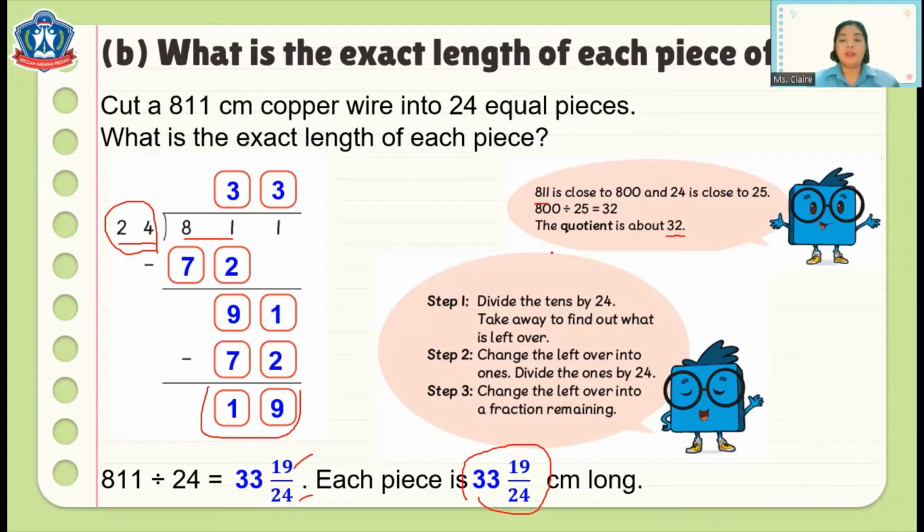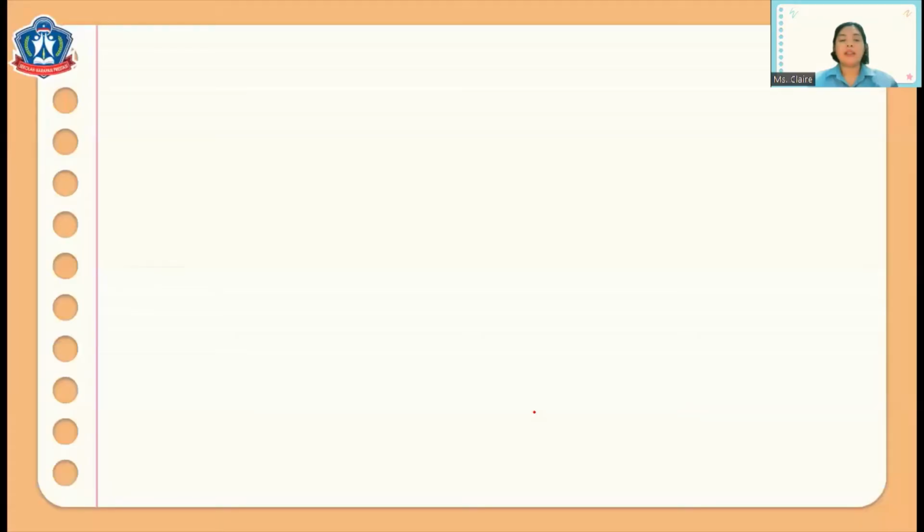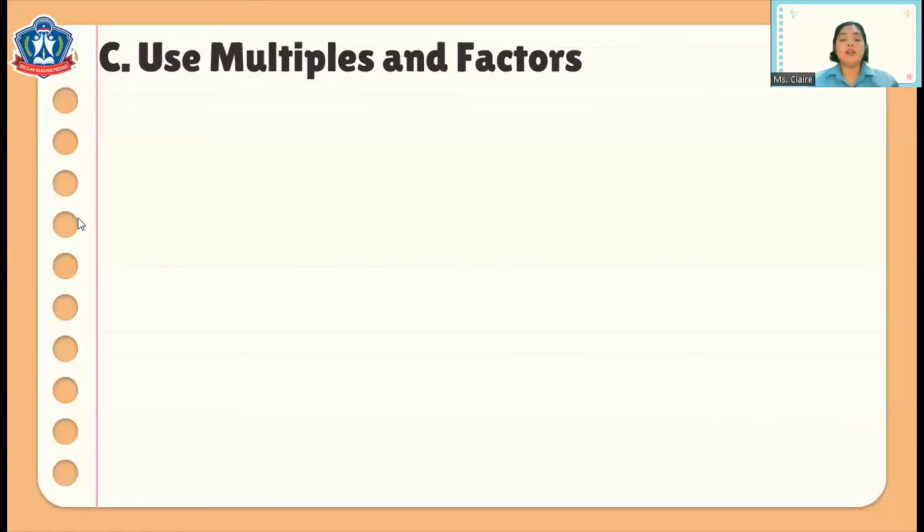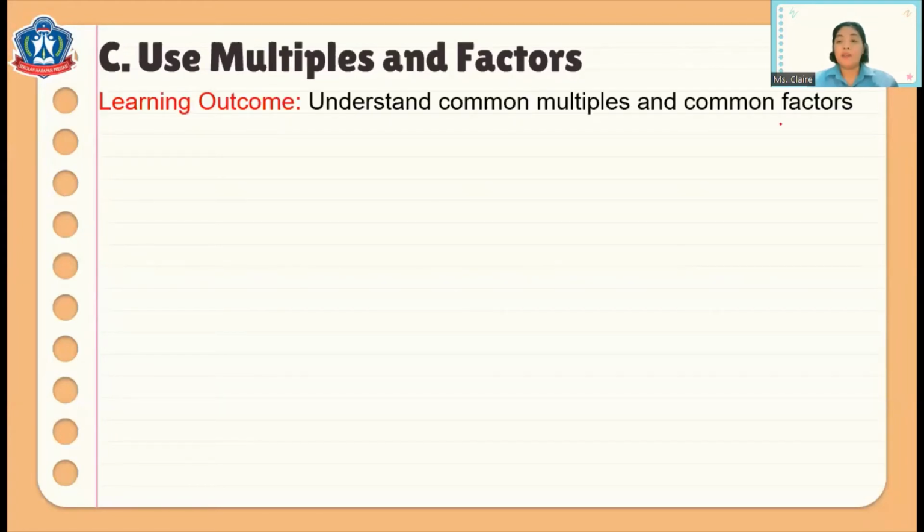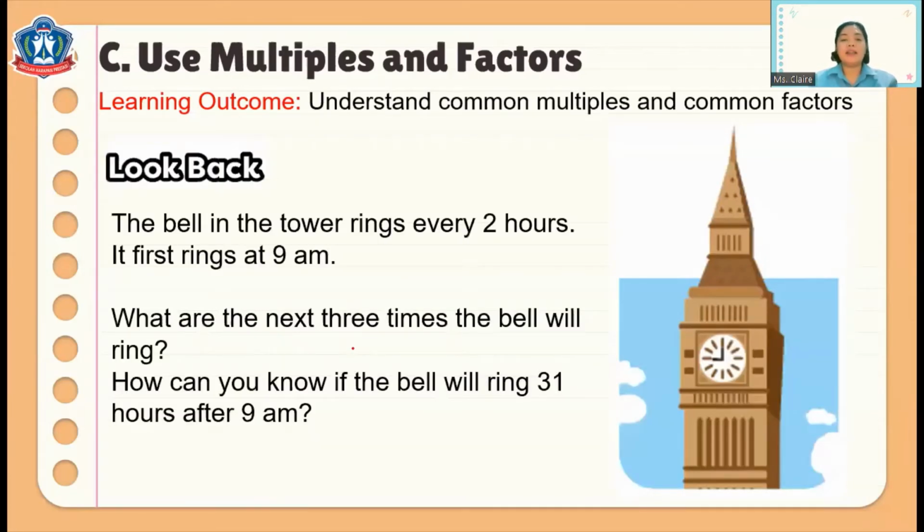800 divided by 25 is 32. Okay, next. Let's go to lesson C, using multiples and factors. Are you familiar with multiples and factors, children? Okay, stay tuned.